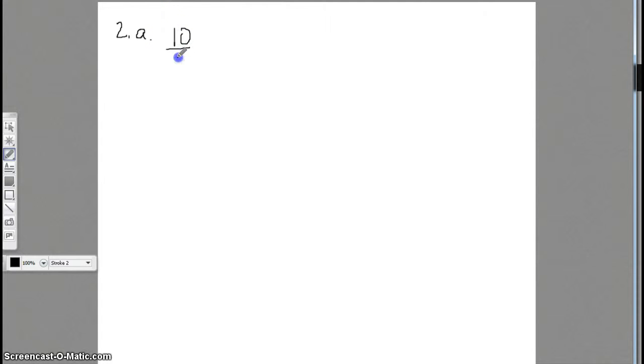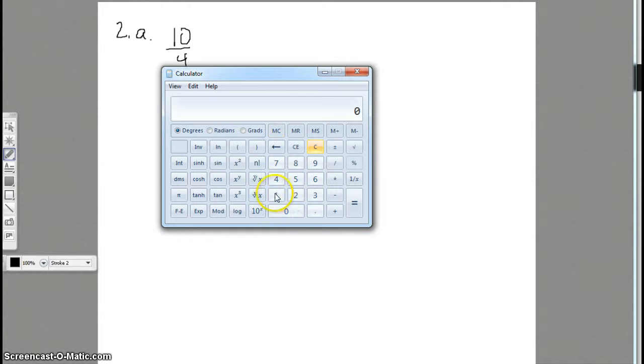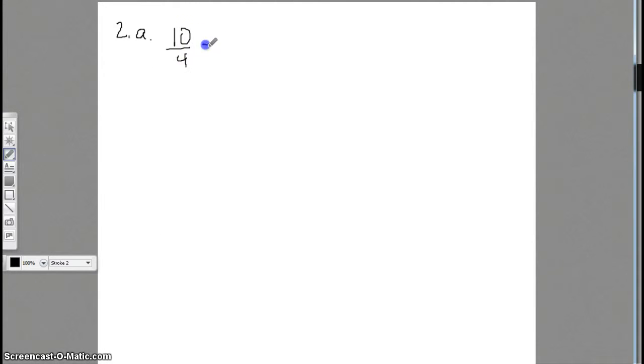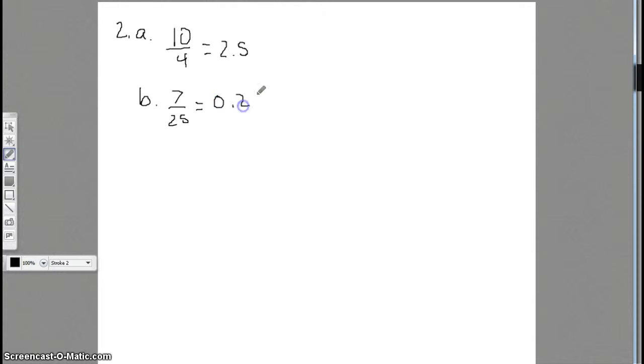So for 2A, the problem is 10/4. So I'm going to pull up the calculator and clear that out, and we have 10 divided by 4, and that's 2.5. So that's one that terminates. Okay, so now let's do part B. Part B is 7/25, and when we punch that one into the calculator, 7 divided by 25, you can see that one terminates also. It's 0.28.